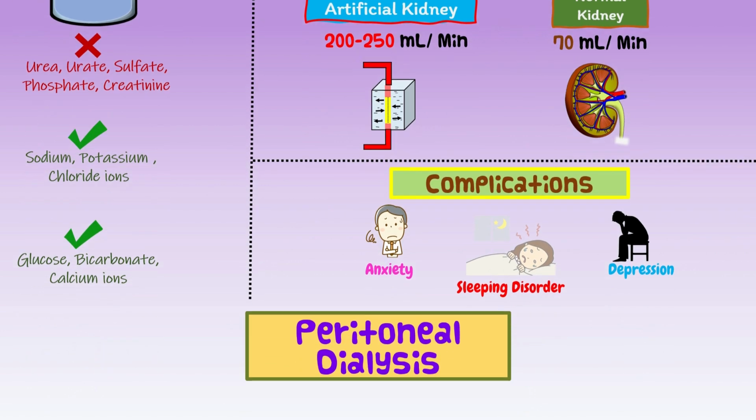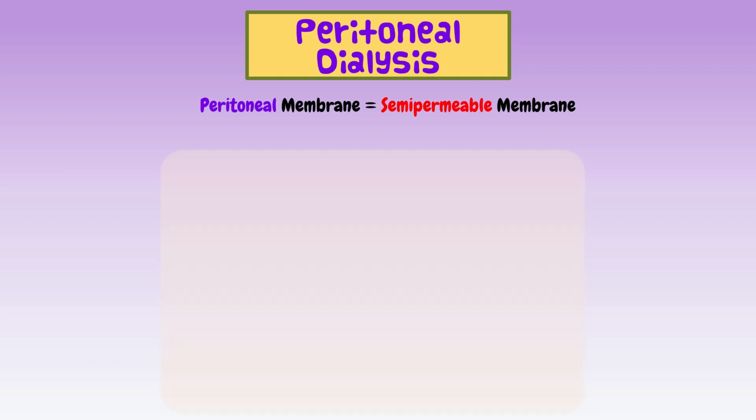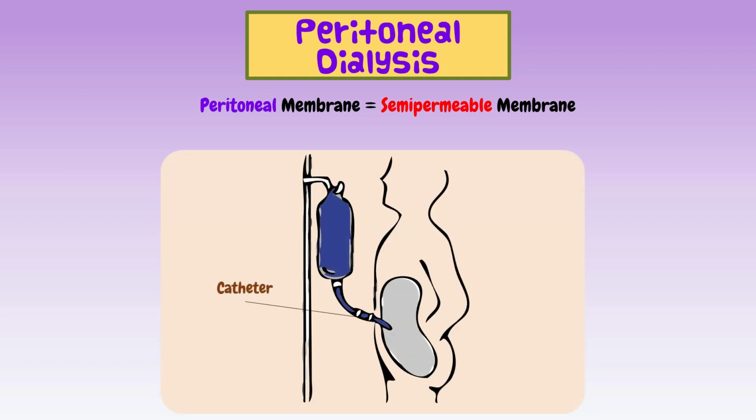Now, let's discuss peritoneal dialysis. Peritoneal dialysis is the technique in which peritoneal membrane is used as a semipermeable membrane. It is also used to treat the patient suffering from renal failure. A catheter is inserted into the peritoneal cavity through anterior abdominal wall and sutured. The dialysate is passed through this catheter under gravity.